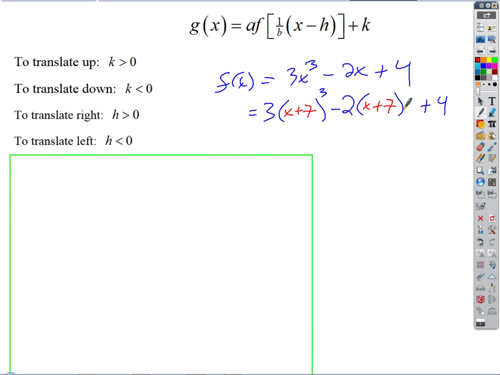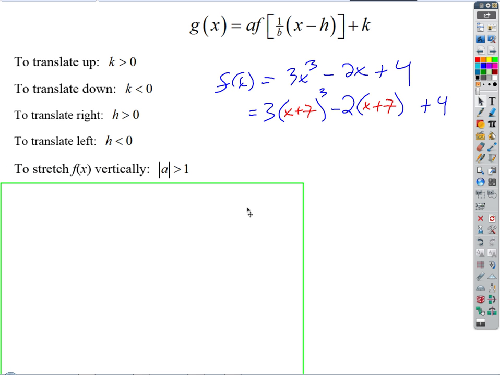What do we do if we want to stretch vertically? It's A. Really all we're doing is multiplying y by the stretch factor, right? Does that make sense? Well, what's y? This whole thing is y, right? So if I want to take this function, for example, and do that to it, I'm going to multiply by an A bigger than 1. What am I going to get?